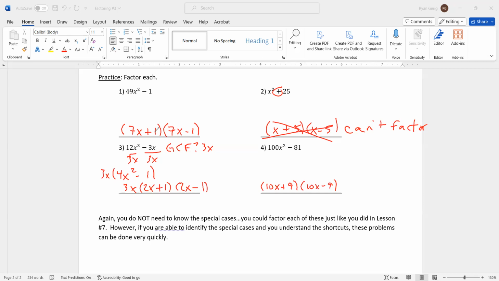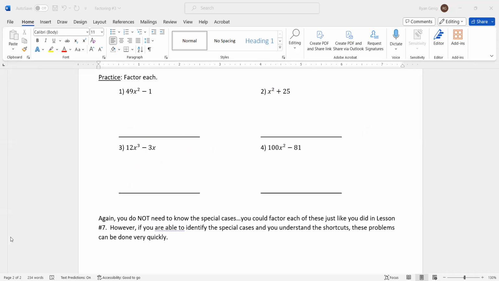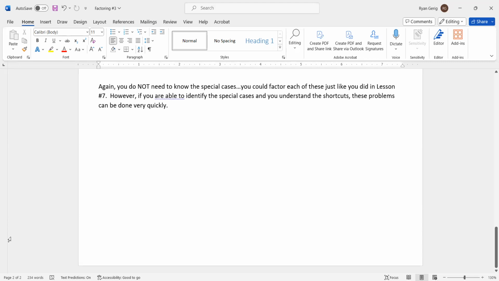All right. I want to reiterate before I end this that if you didn't understand these special cases, you could have just factored these like we did in lesson 7. However, if you are able to identify the special cases and you understand the shortcuts, they can be done very quickly. So it's kind of a tool that I'm adding to your tool belt that you may not use, but if you know how to use it, it can be very helpful. So that concludes lesson 8, and that concludes our whole unit.